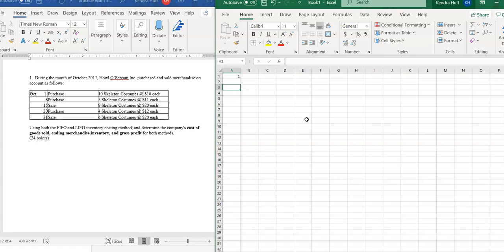So, number 1, during the month of October 2017, Hollow's Cream Incorporated purchased and sold merchandise on account as follows. Using both FIFO and LIFO inventory costing methods, determine the company's cost of goods sold, ending merchandise inventory, and gross profit for both methods.